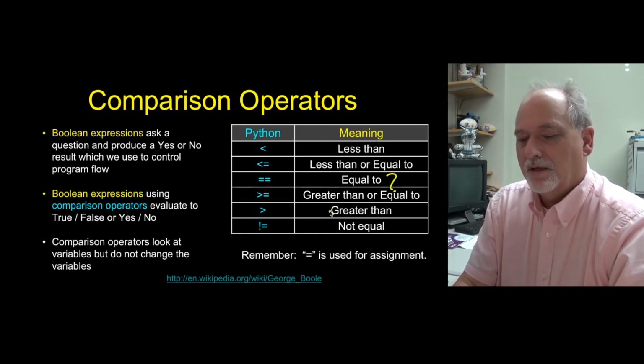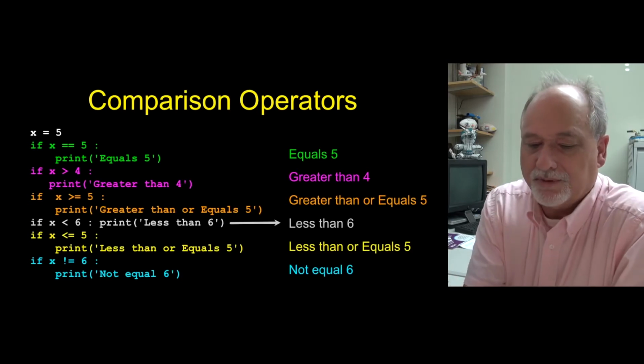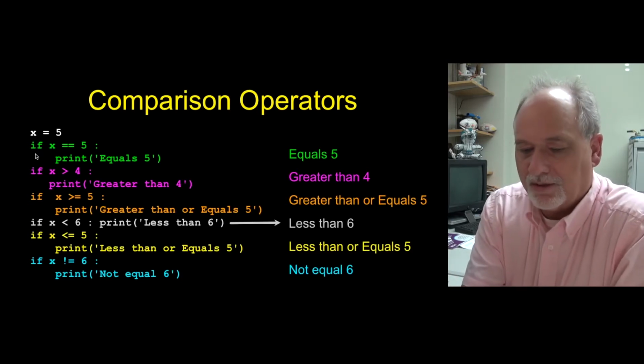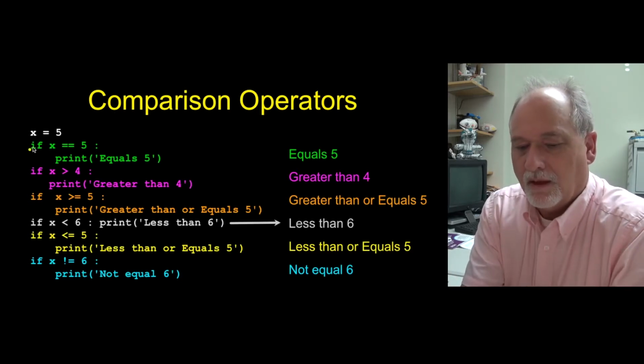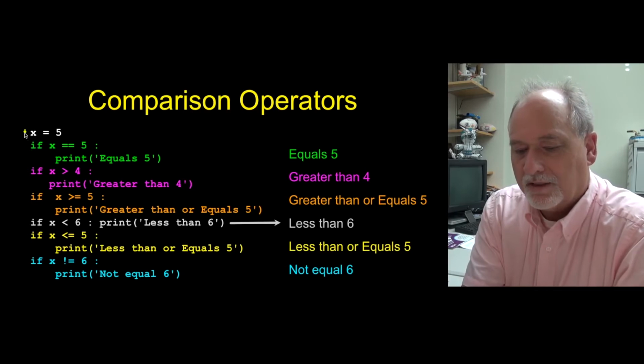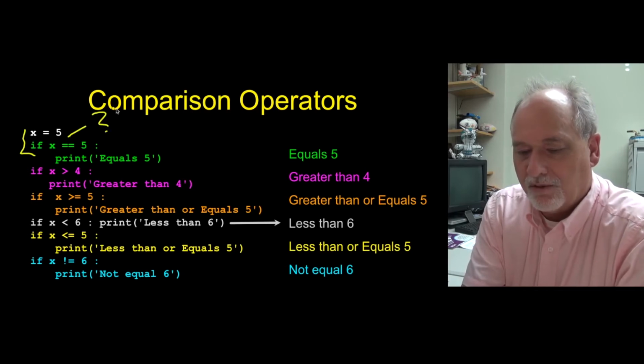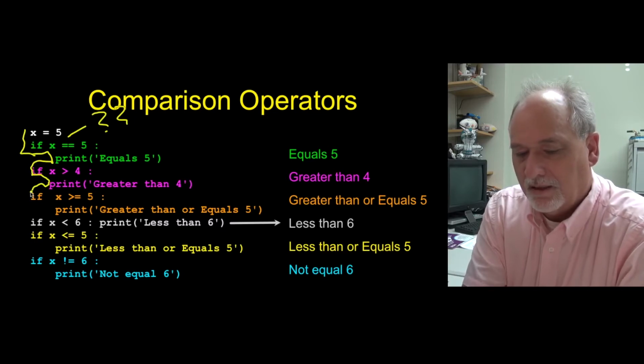So if we take a look at some of these in some examples, all of these are going to be true because of the way x is set. If x is equal to 5, that's the question version. That's true or false. It'll execute that. If x is greater than 4, it's going to execute that. If x is greater than or equal to 5, it's going to execute that.